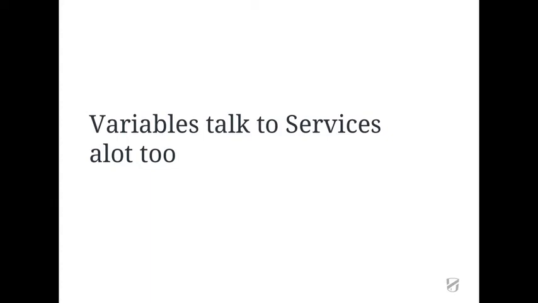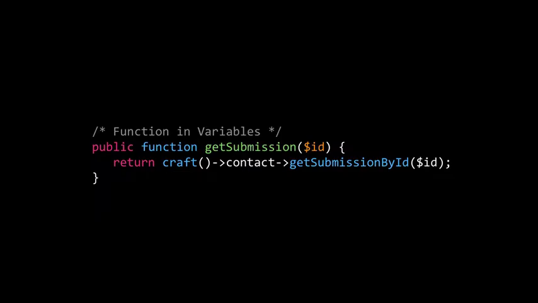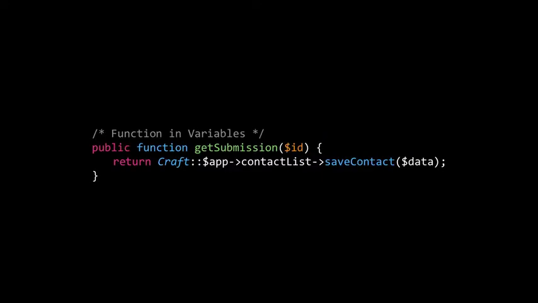And variables talk to services a lot too. So you'll have your Twig template talking to the variables, and then that will talk to your service and send some data back to go into your template. So a lot of my variables end up looking something like this, where pretty much the only line of code in a variable is hitting a service to get some information. Very little logic here. In Craft 3, that's going to look a little bit more like this. Note that we're just losing craft with parentheses, and instead it's craft : $app. Not too much else changes otherwise.